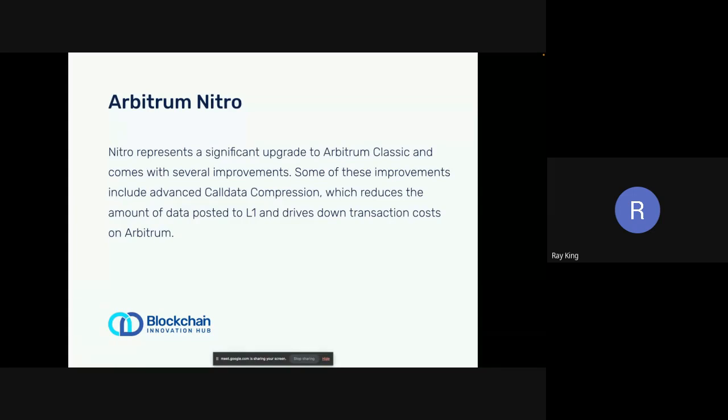What Arbitrum Nitro does is that it reduces this data that gets posted back to L1. And as a result of that reduction in the data posted to L1, the transaction costs are actually reduced. So this is how Arbitrum Nitro drives down the transaction costs on Arbitrum. So with this, you actually get lower transaction fees compared to the normal transaction fee you would pay on L1.